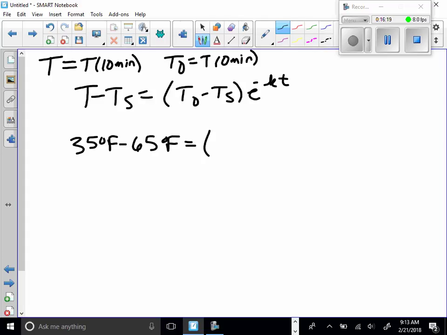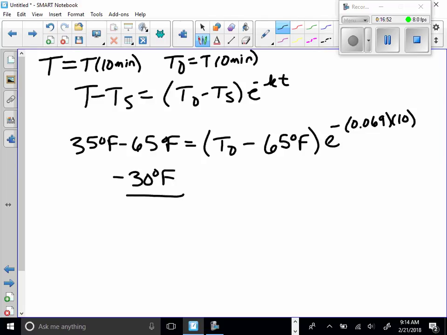And you could make an argument, I'm sure, with thermodynamics that the room temperature will change slightly when you bring something cold into it, but apparently we're not going to worry about that. The original temperature is what we're looking for. And the room temp is still 65 degrees Fahrenheit, e to the negative 0.0, what was it, 69 times 10. So this is going to give me negative 30 degrees Fahrenheit divided by e to the negative 0.69. I multiplied through. Think about it before you start complaining.